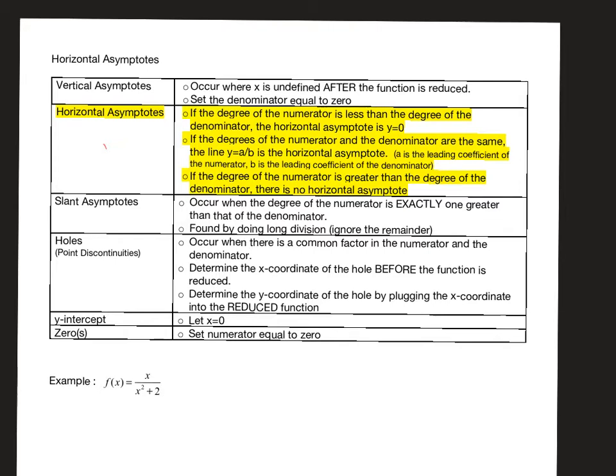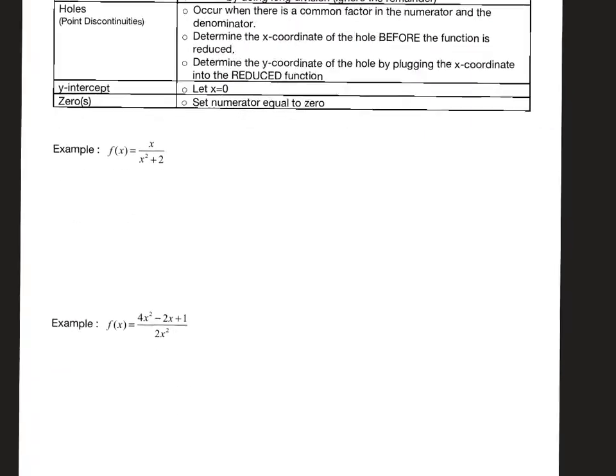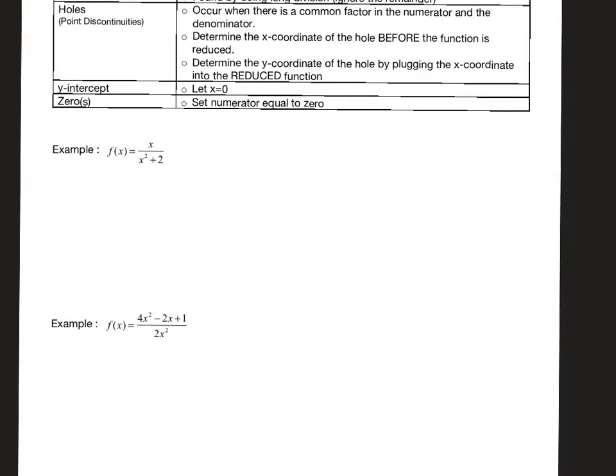So let's take a look at this first bullet right here. If the degree of the numerator is less than the degree of the denominator, then there's a horizontal asymptote of y equals 0. So let me show you exactly what that looks like. Here, the degree of this numerator is 1, and that's because the highest exponent that you can find on any letter is a 1. And the degree of the denominator is a 2. You can see it right there.